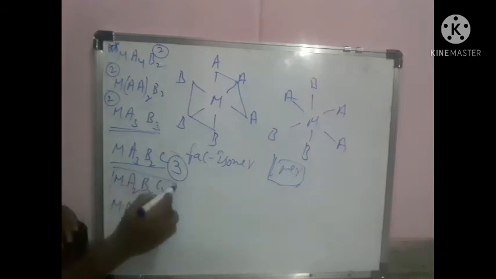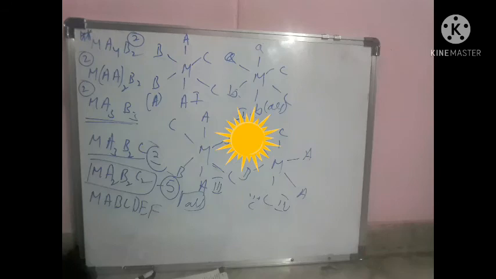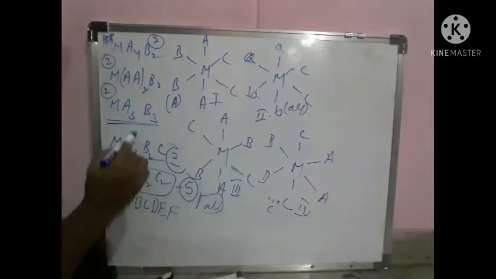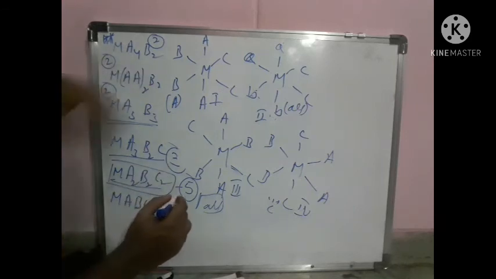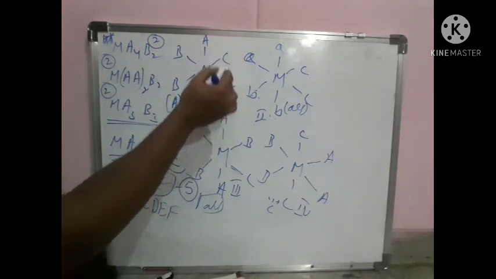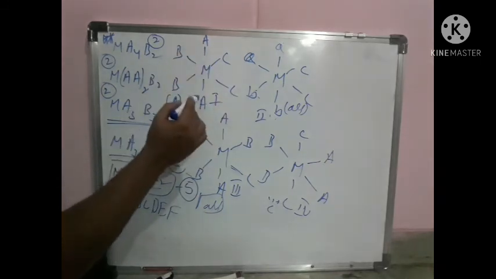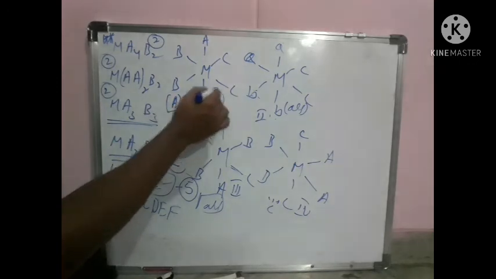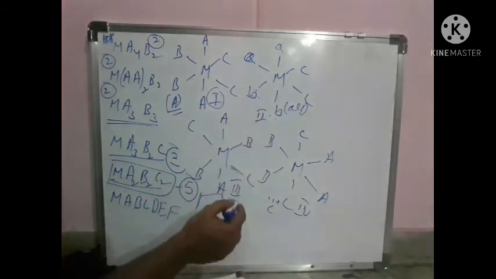And MA2B2C2, here 5 types of geometrical isomers are possible. How are the 5 types of geometrical isomers possible? Now I will draw that. Let us see the MA2B2C2 case. Here, CC is present adjacent, so it is treated as CC cis, and BB cis, and AA is in the opposite direction, so it is called AA trans. The first case is AA trans, and the second case is all are cis, okay.